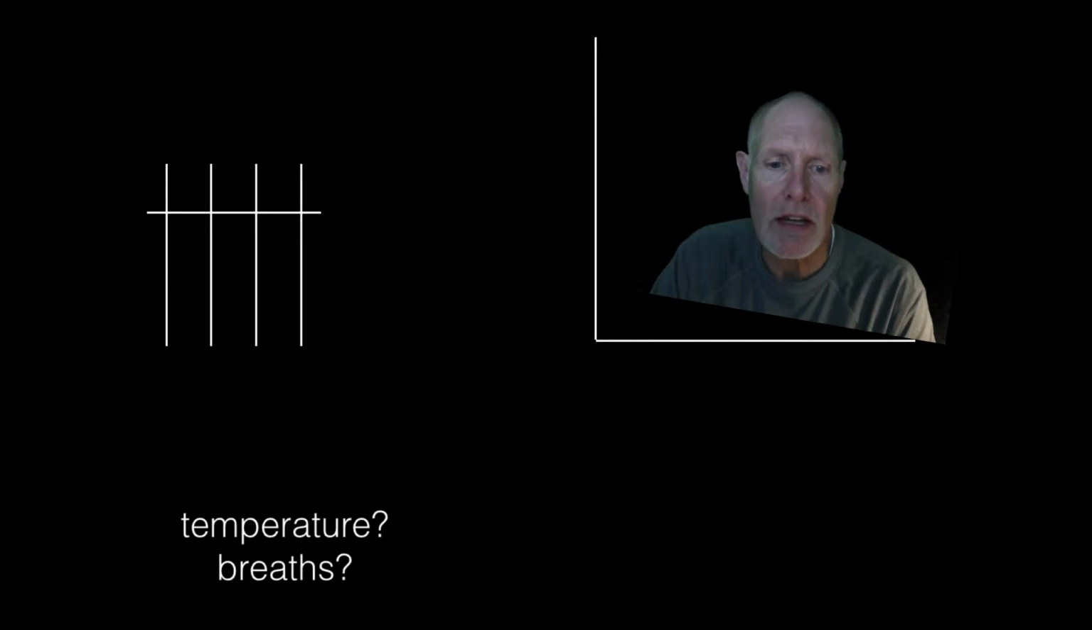The question is, we have 2 variables that we measured. One was temperature and one was breaths. Hopefully you know what a graph looks like. That's that figure on the right-hand side. The line that goes horizontal on the bottom is called the x-axis. The one that goes vertical up the side is called the y-axis. One of those variables has to go on the x-axis and the other one has to go on the y-axis. So the question is, which variable goes where and why?